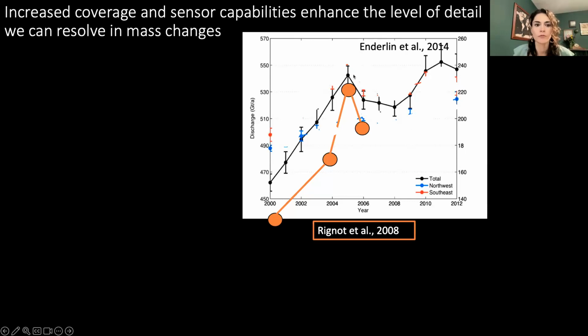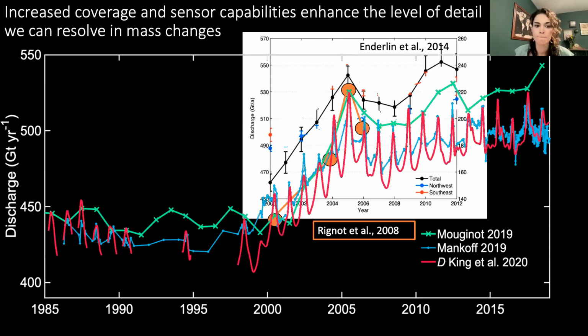Ellen Enderlin's paper in 2014 is in the background. So now, instead of a multi-year average, we're getting annual averages. And if we're looking at the total discharge coming from the ice sheet, this is on the order of about 500 gigatons, but it does vary every year.